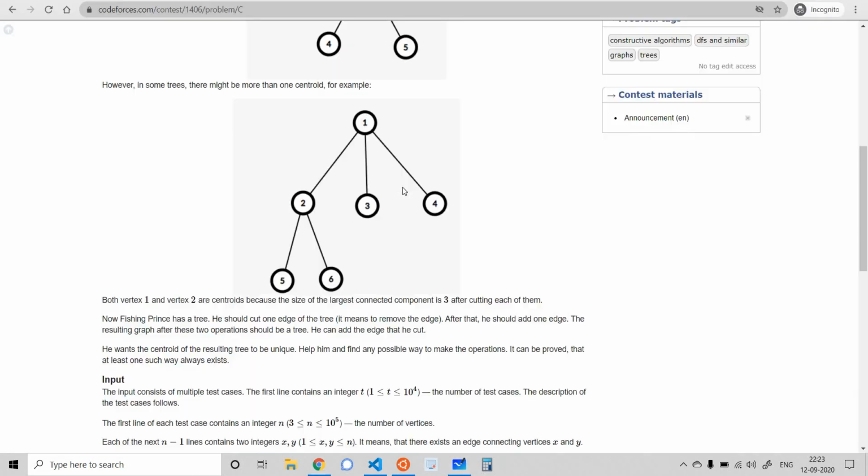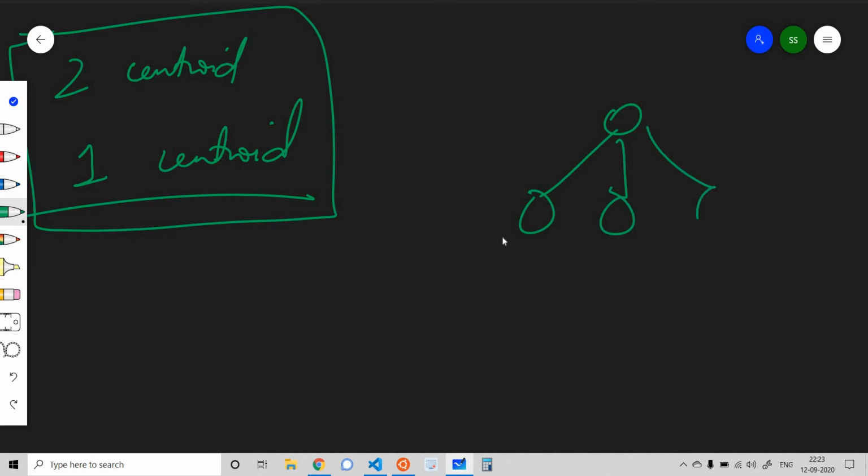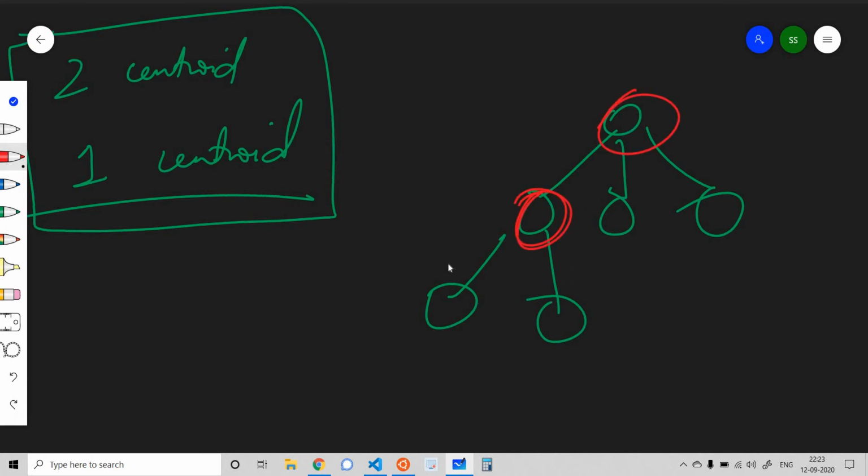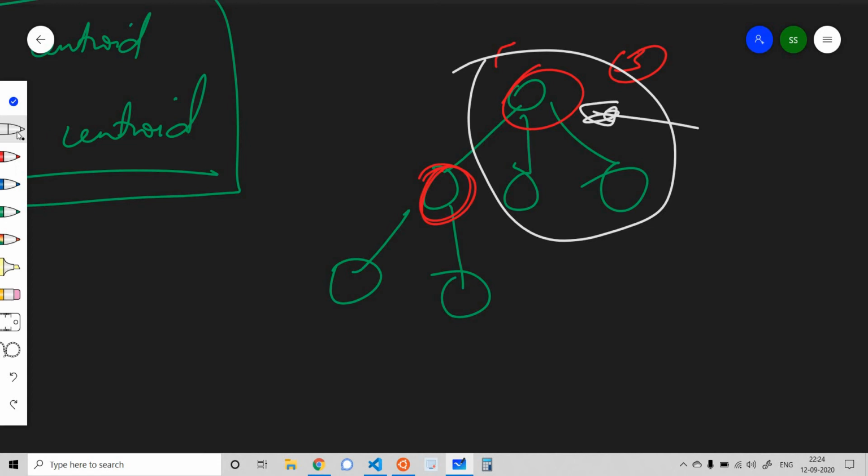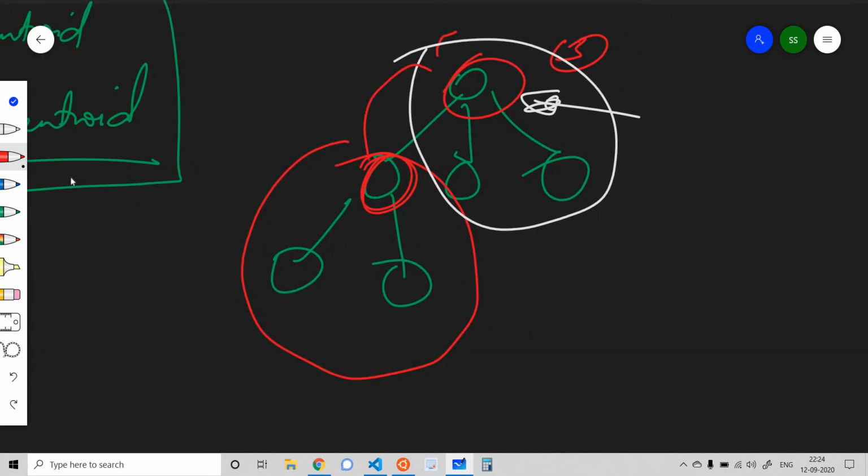Let's just draw this structure real quick. Yes, in this we have two centroids, this one and this one. If we delete this, then the largest number of nodes in any component would be equal to 3, which would be this one. And if we delete this node, then the largest number of nodes in a component would be 3, which is this one. If we delete any other node except these two, then we are sure that at least in one component we would have more than n by 2 nodes, and that would not be our centroid.